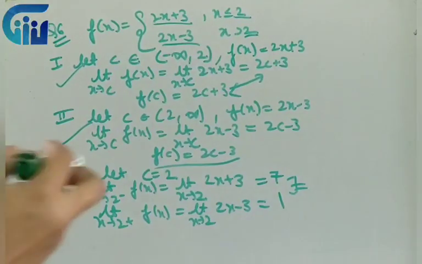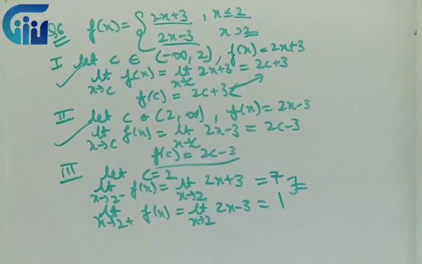So what do we observe? The left hand limit is not equal to the right hand limit. It means it is not continuous at the point 2. Rest all the points it was continuous. So what was the question? The question was find all points of discontinuity.